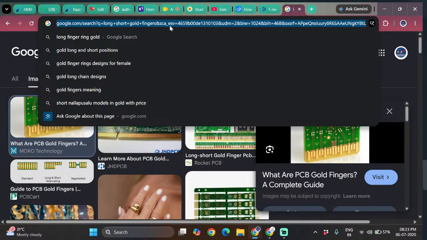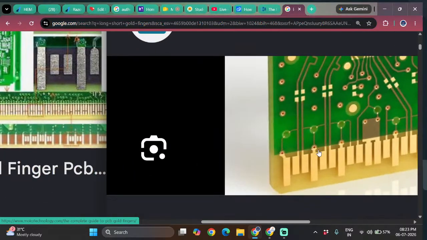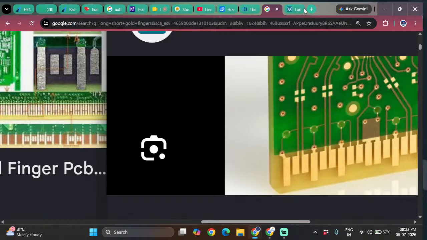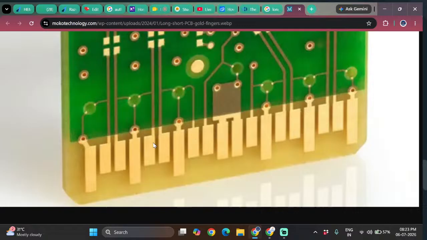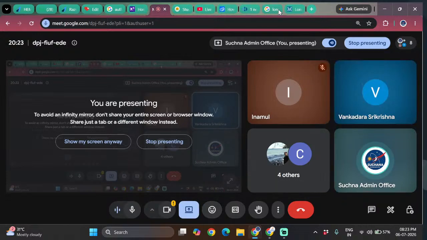If you are using gold fingers, check out this PCB. I request you to observe this particular image. What have you observed in the borders? What do you think, what is your observation? Any idea? They don't have sharp edges. Yeah, they do not have sharp edges.